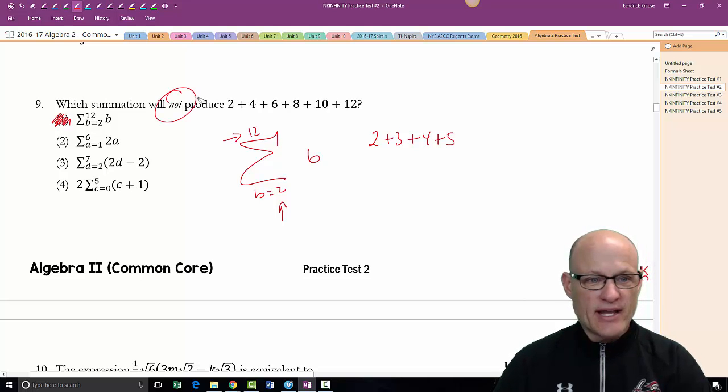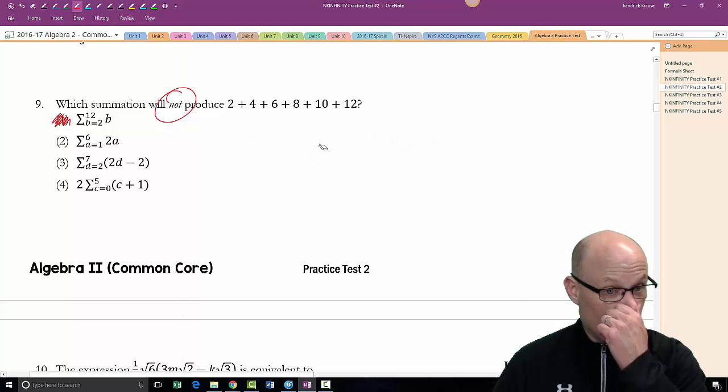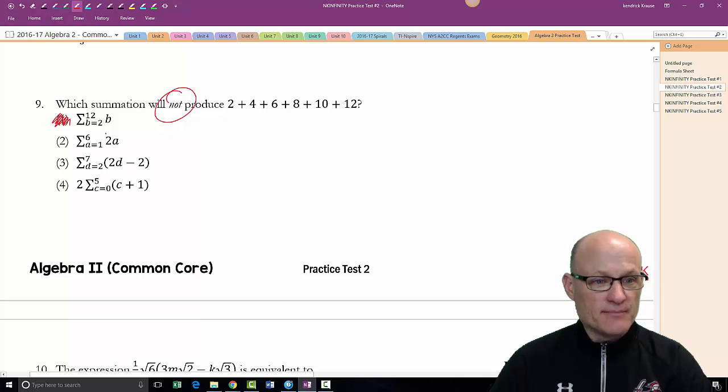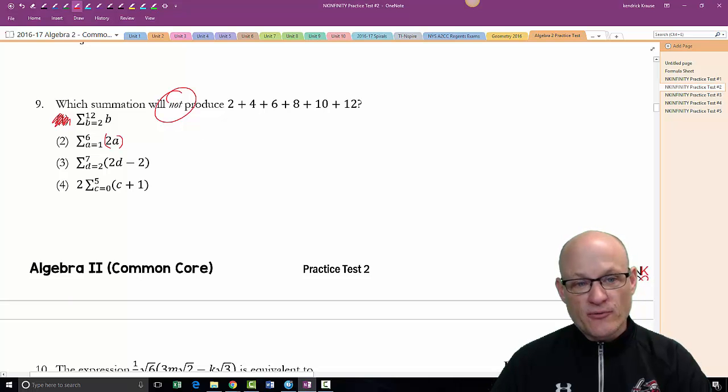Yes, of course, New York State likes the nots. Now, why do the other ones work? Well, notice this is 2A. Probably should be in parentheses. So if you plug in 1, you get 2. If you plug in 2, you get 4. If you plug in 3, you get 6. All the way up to 6. And when you plug in 6, you get 12. So that'll give you this one.